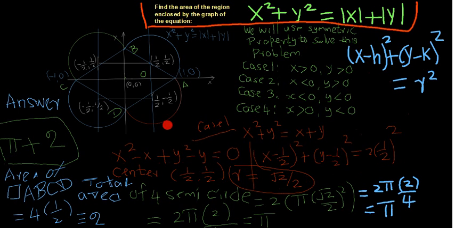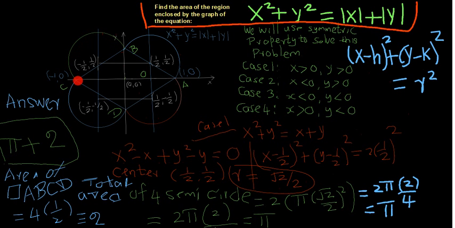So now we go back to the equation and you can sketch this portion first. You have the center (1/2, 1/2), and the circle intersects the x-axis at (1, 0) and the y-axis at (0, 1). The radius is square root of 2 over 2. So it intersects here and goes like that. Then you go to the second quadrant, and you will get a graph like that.